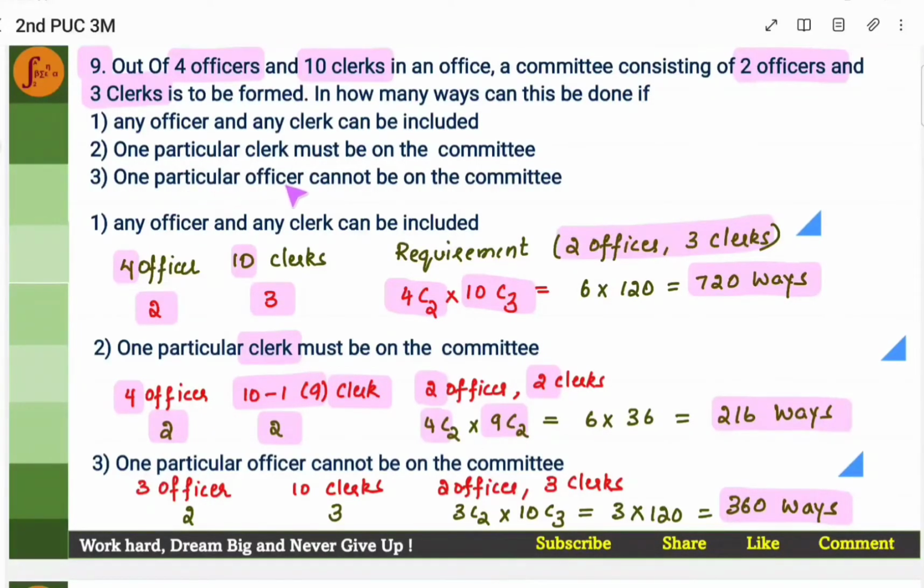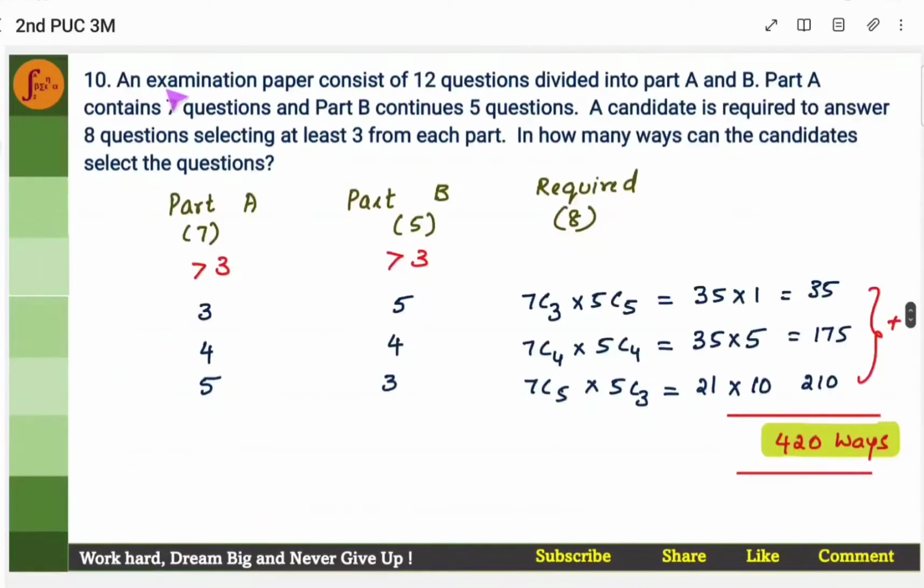And the third one, a particular officer cannot be on the committee. So you have 4 officers. 1 cannot be in the committee. So the remaining officers are 3. Right? And you have to select 2 officers. So 2 officers from 3, and 3 clerks from 10. That's it. The last one.